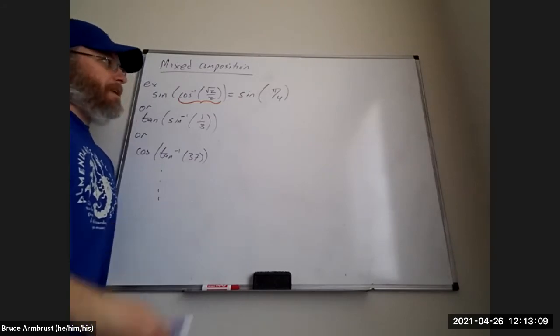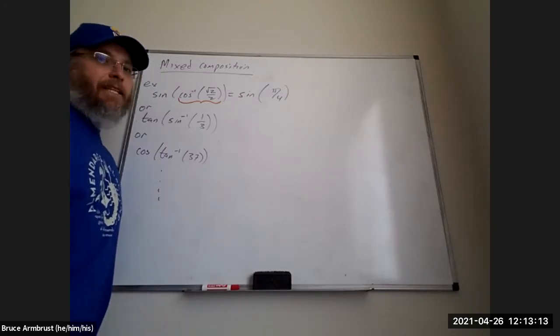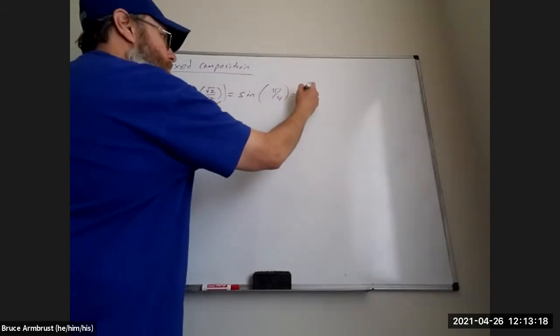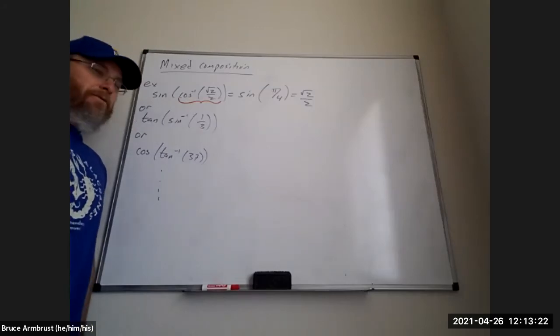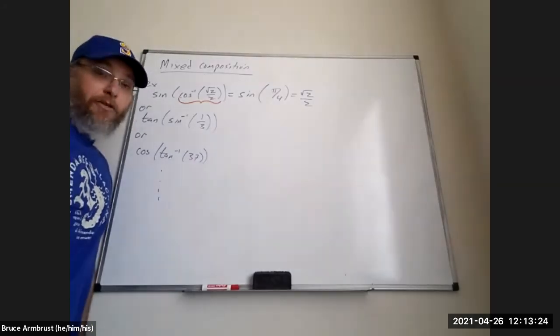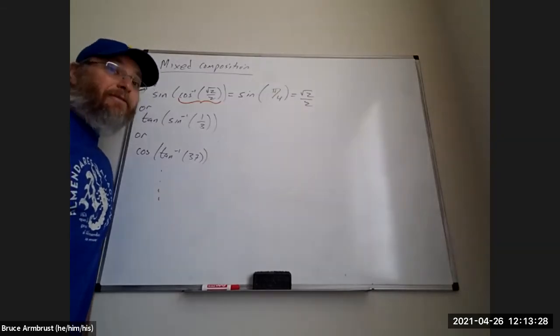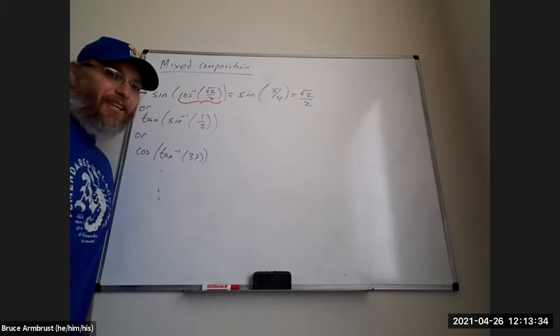All right, so this is asking us then, what is the sine of pi over 4? Well, again, we know that angle. Its sine is root 2 over 2. So the sine of the inverse cosine of root 2 over 2 is root 2 over 2. This is one of those very rarely occasional spots where they do cancel out, but total coincidence.